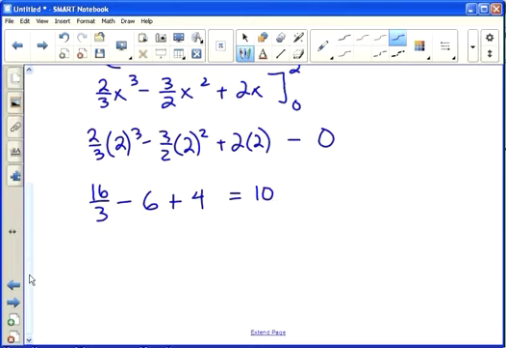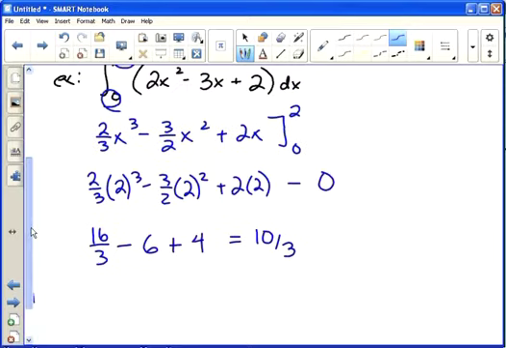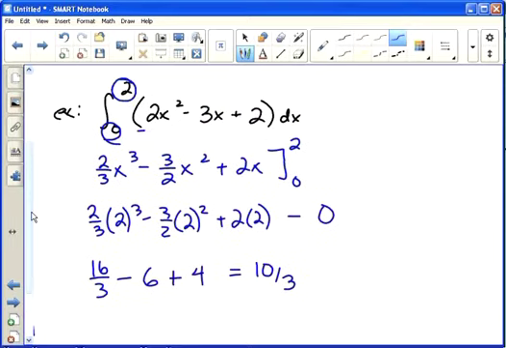Remember, that also finds area under the curve. So what that was really finding just now is the area under this curve from 0 to 2. We use an integral to find that. Remember, connecting integral and area in your head is very important.